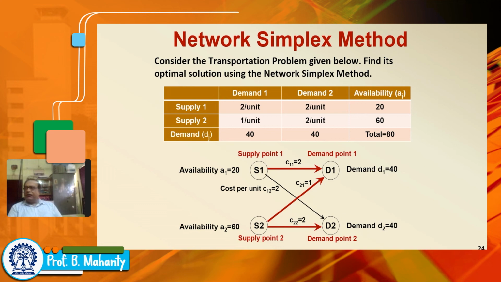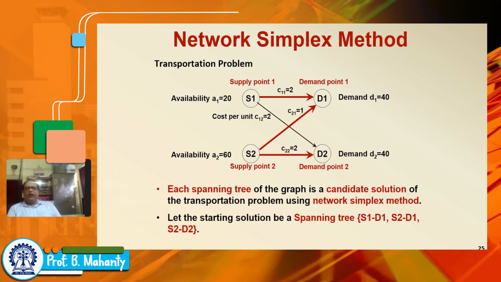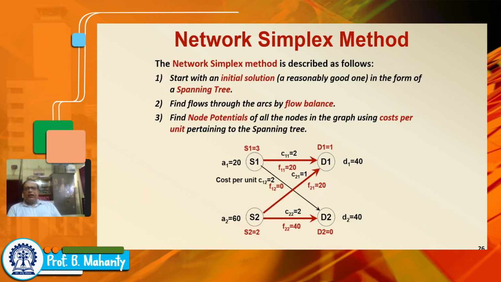So therefore, for this transportation problem, we can start with an initial solution, the starting solution, in which we supply something from S1 to D1, S2 to D1, and S2 to D2. So let us say we send 20 units from S1 to D1, 20 units from S2 to D1, and 40 units from S2 to D2. All right.